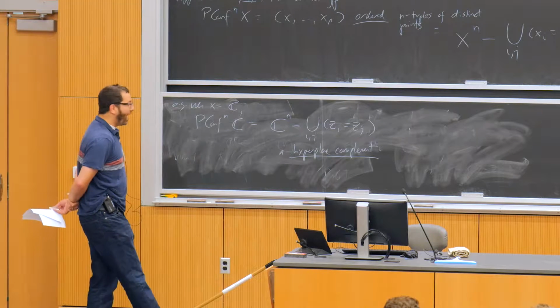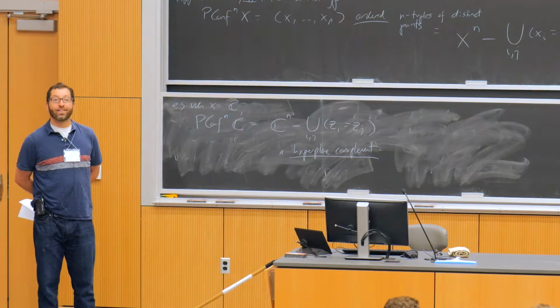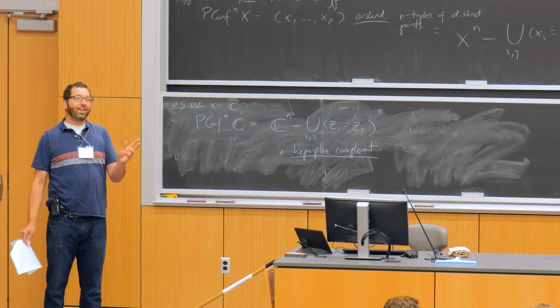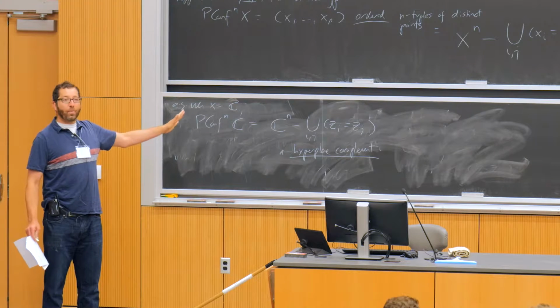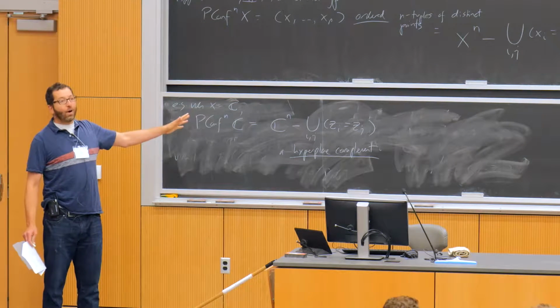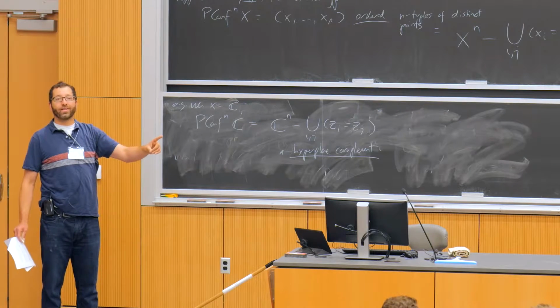The H_1 of a hyperplane complement is easy to describe. It's just generated by the hyperplanes. C to the n is contractible, so there's nothing. And each hyperplane I strike out gives me a new class in H_1, which is basically a little loop around that hyperplane.